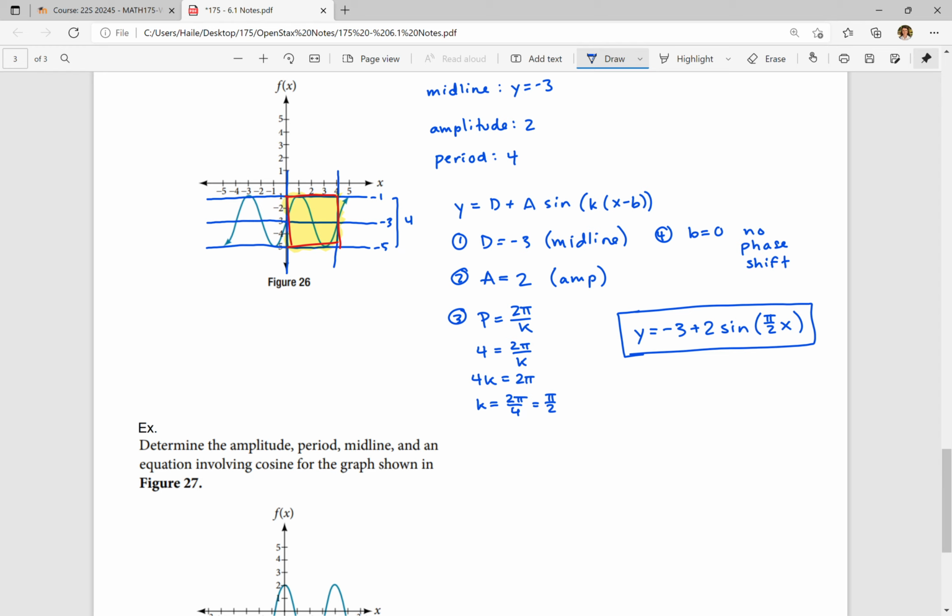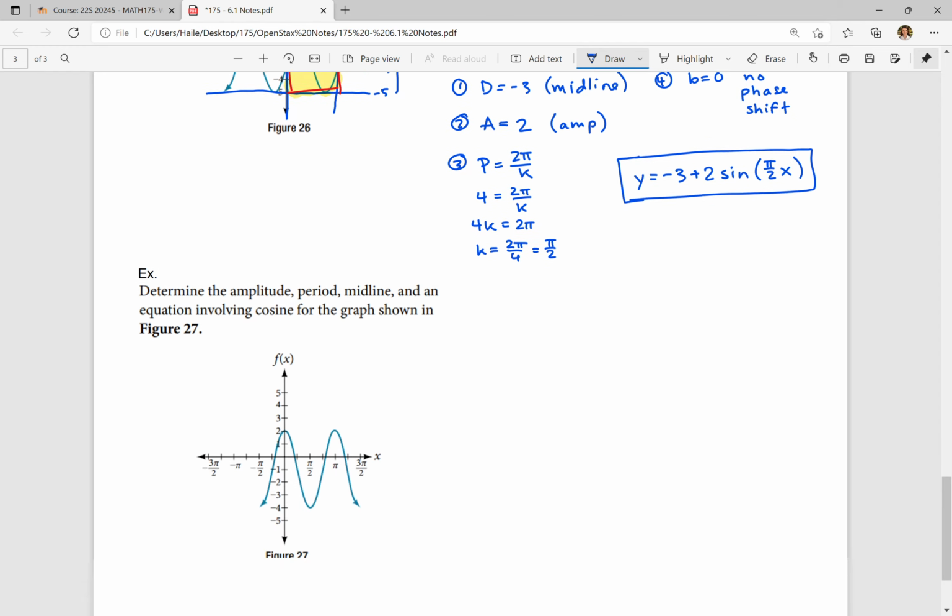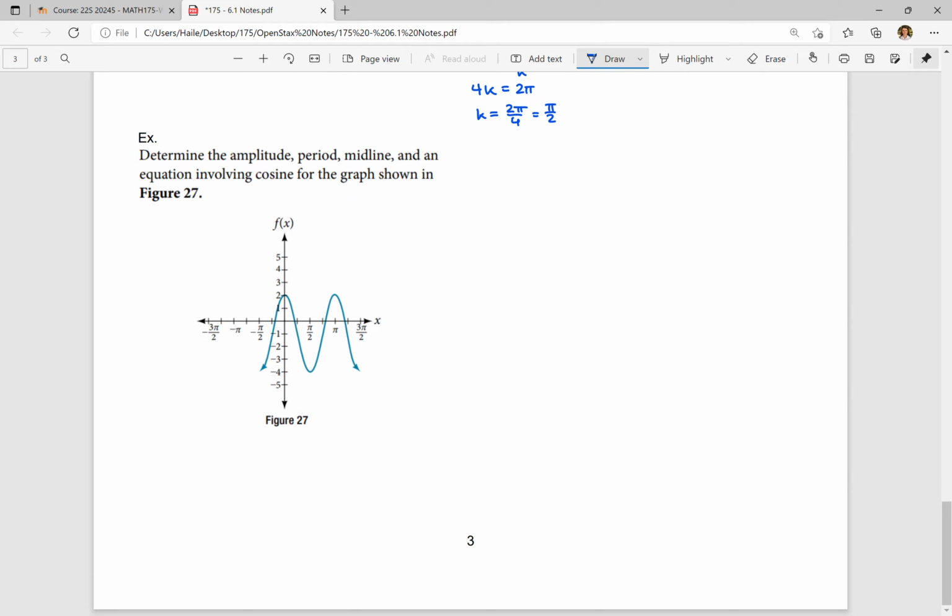That might have been a little confusing, so let's try one more with cosine. In this next example, we're going to determine the amplitude, period, and midline again, but this time the equation is going to involve cosine for the graph below. Once again, the first thing I would do is figure out how tall this graph is. I might draw this first line at the top, which is at 2, and the line at the bottom, which is at -4. The distance from 2 to -4 is just 6. So the midline must be 3 units from either the top or the bottom. Where is that? That's just at -1. So that's my midline at -1.